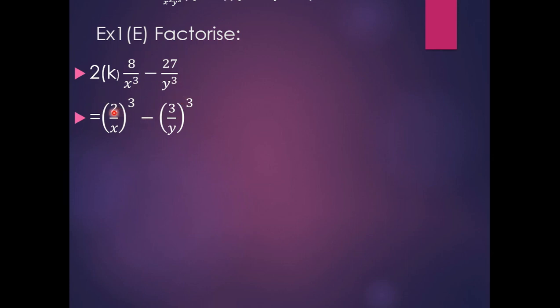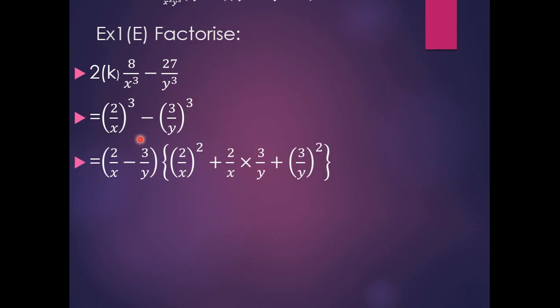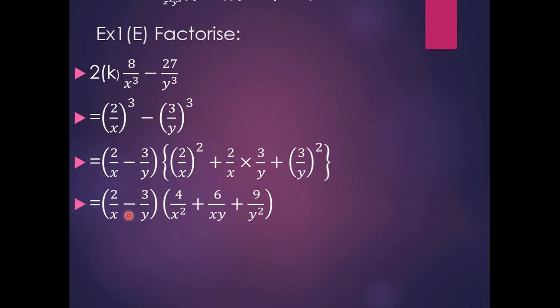Okay, so using the a cube minus b cube formula, which is a minus b times a square plus ab plus b square, we can write it this way: a minus b, a square plus ab plus b square. From this we get 2 over x whole square, that is 4 over x square, 2 times 2 over x times 3 over y is 6 over xy, plus 9 over y square.